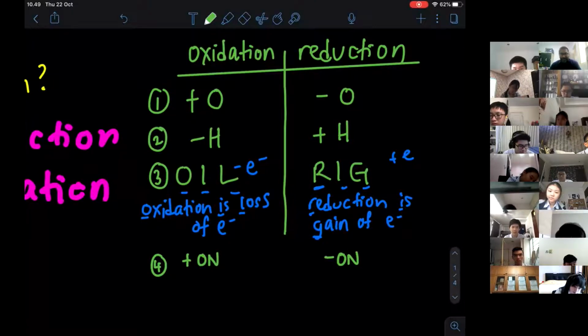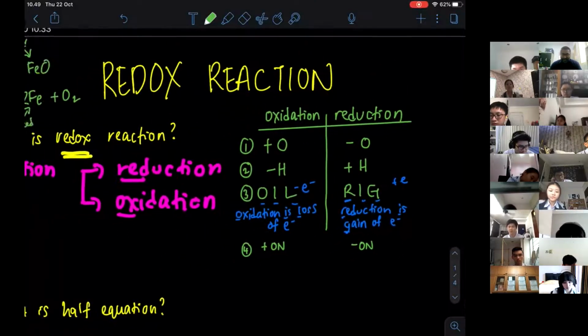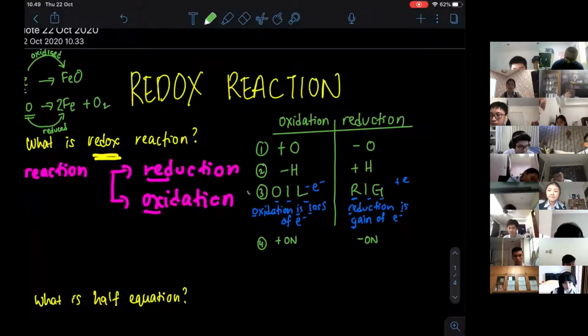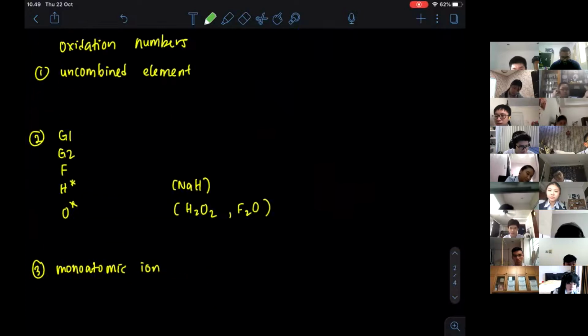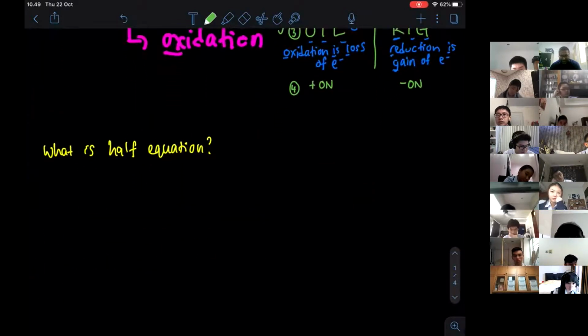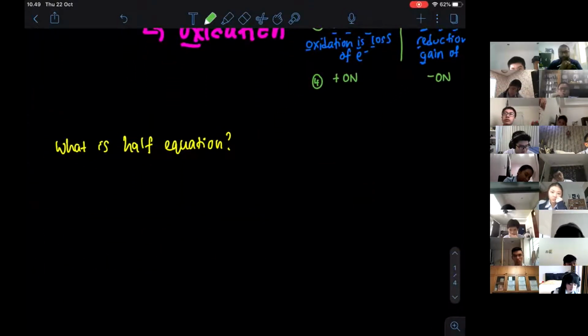I can give you some examples. Let's say the example for number 3, which is half equation. Half equations are normally used to show the loss of electron or the gain of electron. I'll show you one example.